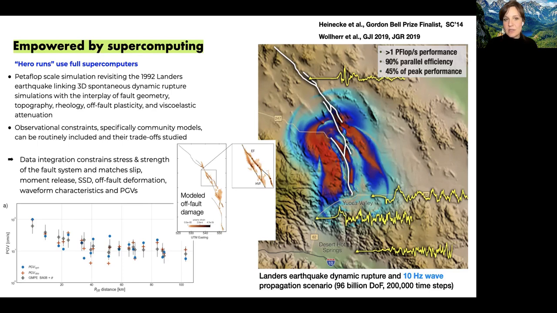We and our colleagues in the community show that we can use observational constraints, specifically community models, to understand earthquake rupture dynamics and to study trade-offs and test hypotheses. Data integration can, for example, constrain the initial stress and strength of the fault system and can help us to reproduce slip, moment release, shallow slip deficits, off-fault deformation, waveform characteristics, and peak ground velocities to match, for example, GMPEs, which is illustrated here from these Landers dynamic rupture models, or fault zone width can be validated with optical pixel correlation methods.